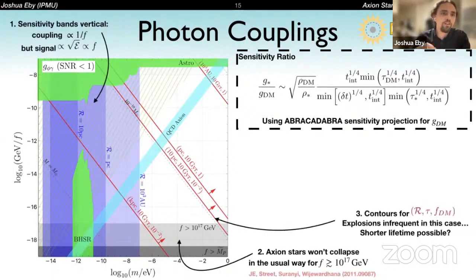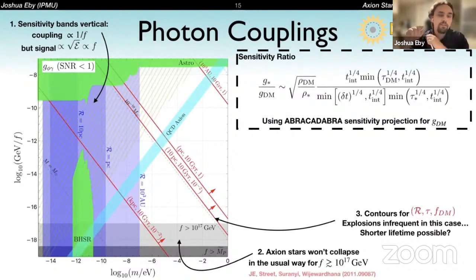Okay. Here they are. So we'll start at 1. So this is again 1 over f versus m. These are the sensitivity bands for Abracadabra at different explosion distances, 10^3 AU, parsec, and 10 parsec. So you see that for explosions as far away as 10 parsecs, Abracadabra would be sensitive. And notice that the contours are vertical.